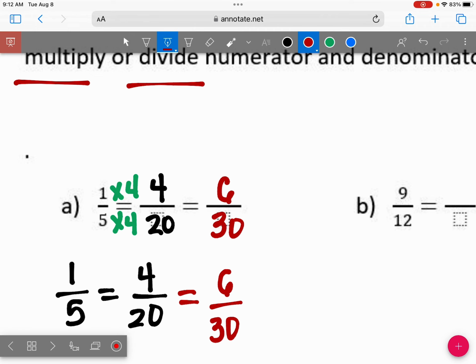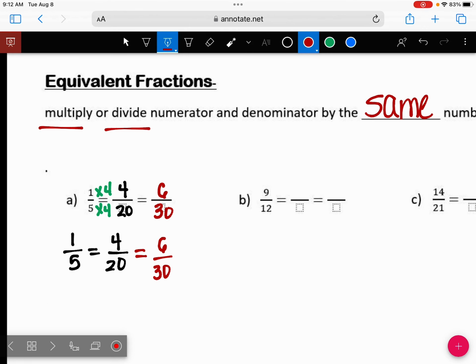But the key, emphasizing in your notes at the top, is that it has to be the same number. I can't decide to multiply 1 by 3 and 5 by 10. That's not equivalent. Equivalent means I'm multiplying or dividing by the same number.